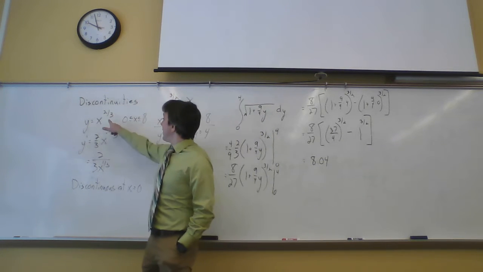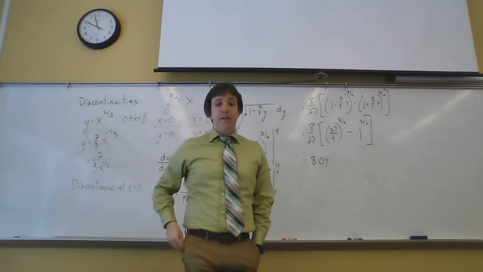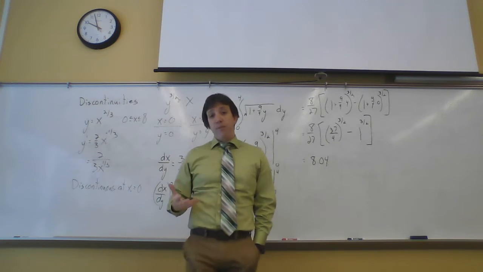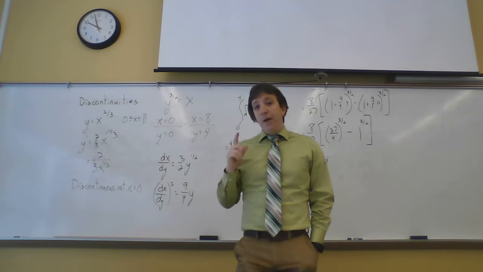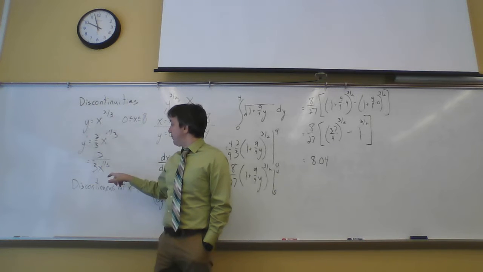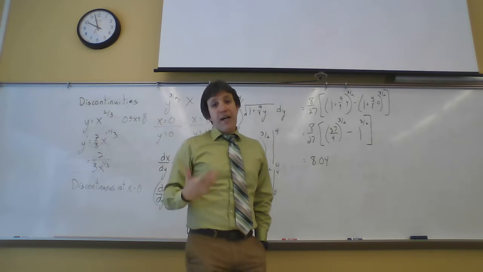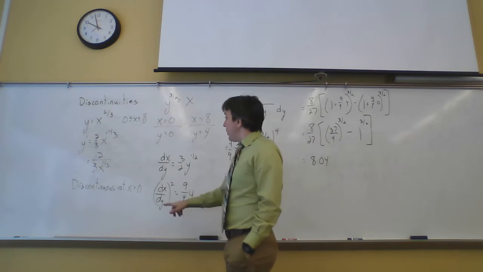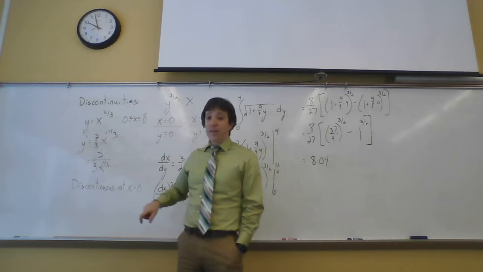So y equals x to the 2/3 is a perfectly fine function from 0 to 8 for x. No problems there. We can plug in any of those numbers. But if we take its derivative, y prime, we get 2/3 x to the negative 1/3, which is the same as 2 over 3 x to the third. That is discontinuous at x equal to 0. So we can't use that function.